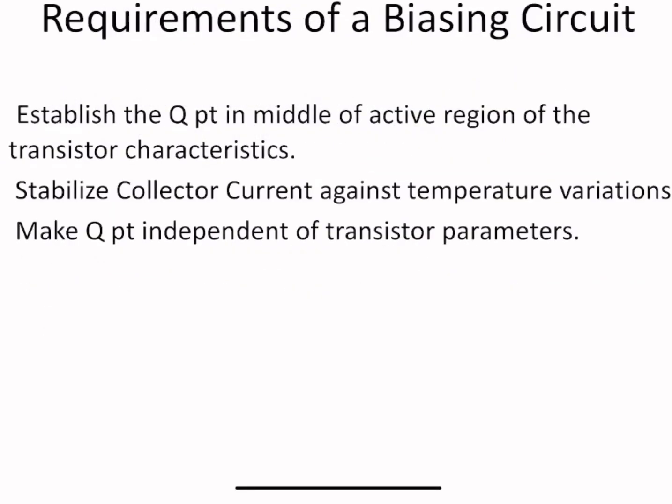Now, what are the requirements of a biasing circuit? These are the three requirements which we must keep in mind while designing a biasing circuit. First, the operating point should be in the middle of the active region. If the operating point is not selected in the middle of the active region, then during the passage of the AC signal, the instantaneous operating point can go either into saturation or cutoff region, or we can say we will get unfaithful amplification.